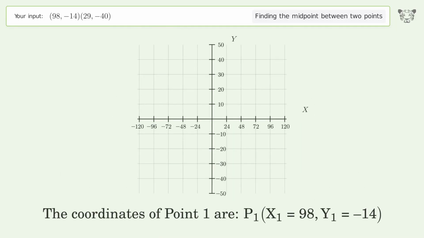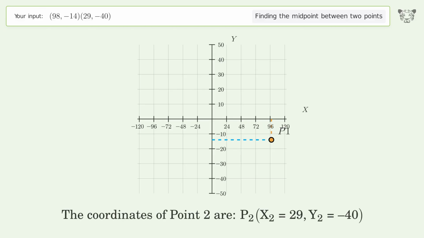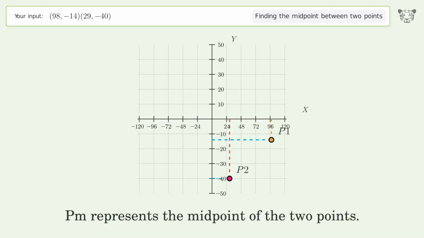The coordinates of point 1 are x1 equals 98, y1 equals -14. The coordinates of point 2 are x2 equals 29, y2 equals -40. PM represents the midpoint of the 2 points.